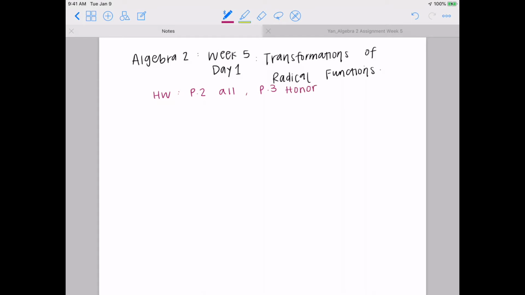Okay, so I'm going to review the formula for transformation of radical functions. Sometimes you would have a plus or minus in the front, and then we have an a, big square root, a plus or minus again, and then a b, parentheses, x minus c, close parentheses, and then plus d on the outside.